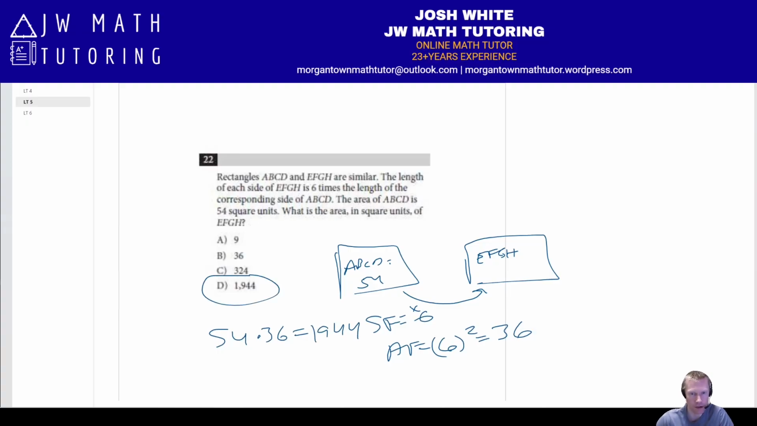That is the area of the larger rectangle. Alternate way to approach this. Say that the small rectangle has sides of 9 and 6. So now, if each side is 6 times the length, that means this is going to be 54 and this is going to be 36. And then you could just multiply 54 times 36 for EFGH. That's basically what I just did previously. And if you do that, you should also get 1944. So that's basically a picking numbers approach where you pick actual side lengths and then calculate the side lengths in the large rectangle and then calculate the area. And you should get the same answer regardless of which approach you take.